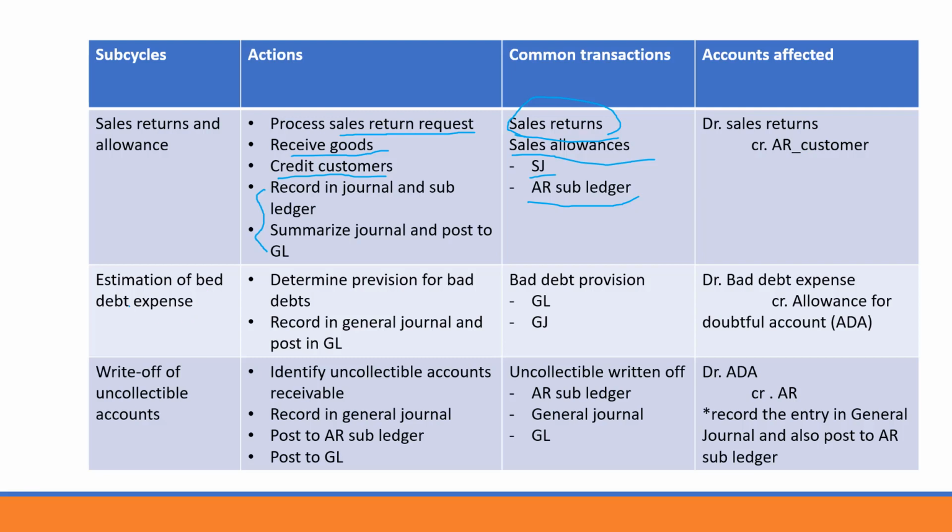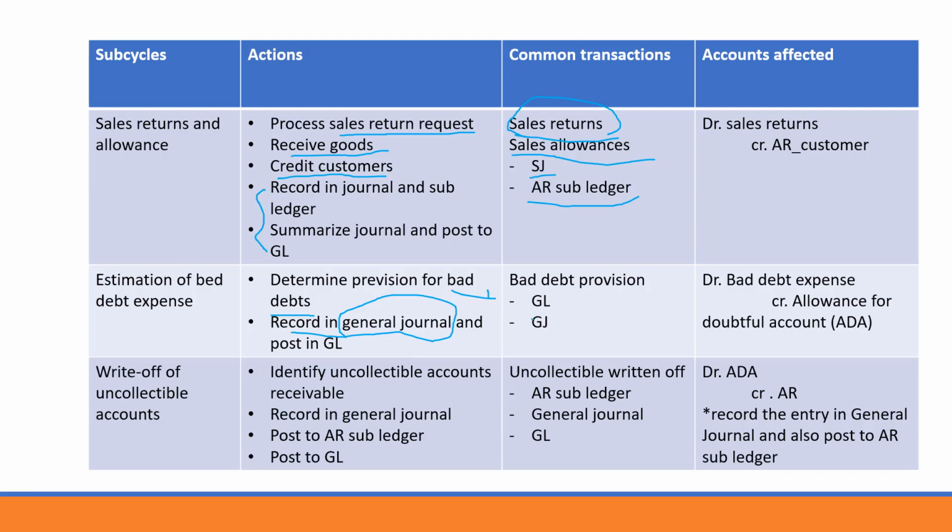So the next subcycle is estimation of bad debt expense. The estimation of bad debt expense is often done at the end of the year, and the managers determine how much bad debt expense they estimate for that year, and then record it in the general journal. We do not record it in a special journal, the sales journal. We record this bad debt expense in the general journal and post it in the general ledger.